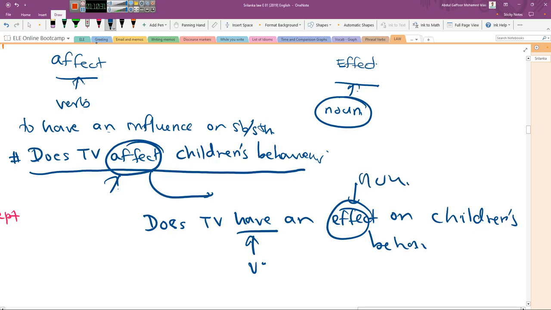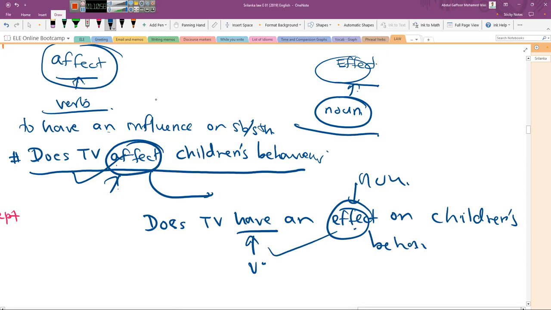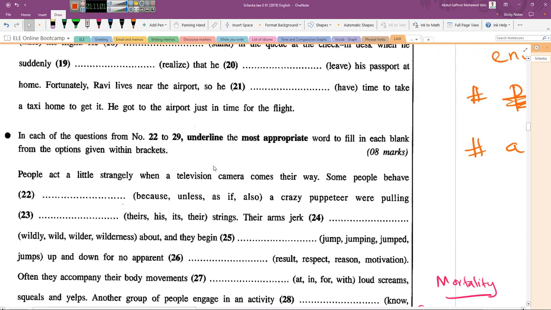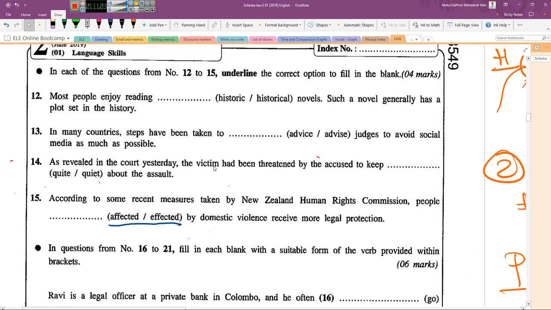Okay, and effect as a verb is quite rare and formal and means to achieve or produce, as in, they hope to effect a change. Now, don't worry about that. Does TV affect children's behavior? Does TV have an effect on children's behavior? So the word affect is a verb and effect is a noun. This is how these two words are used. And now with this understanding, we will move to that question and try to find out the answer. So, people affected.